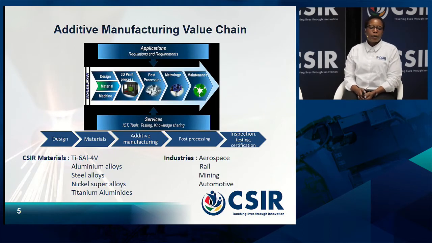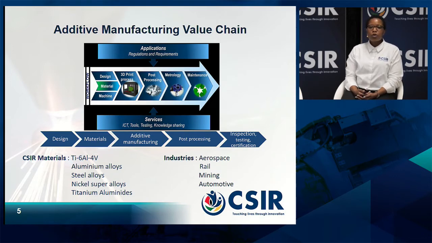So with any production, one has to look at the full value chain. Additive manufacturing starts with a design, where a CAD model design is created, and there are also presentations on design for additive manufacturing, because design for additive manufacturing is different from design for subtractive manufacturing. And then one has to look at the different materials that can be used. At the CSIR currently, we are focusing on titanium alloys. We have aluminum alloys, steel, nickel super alloys, and titanium aluminides.